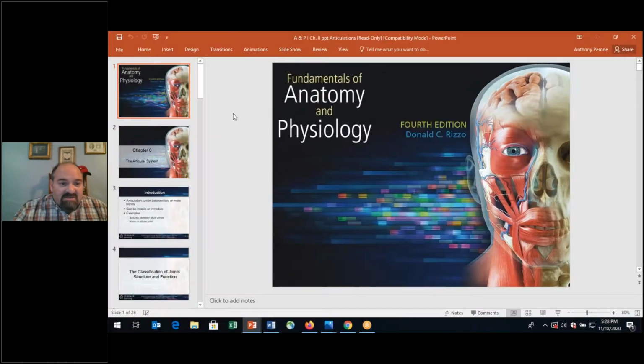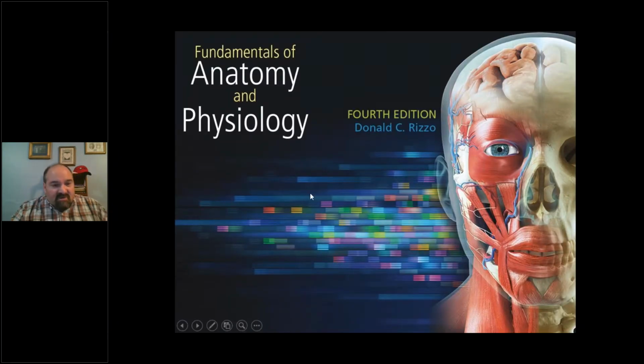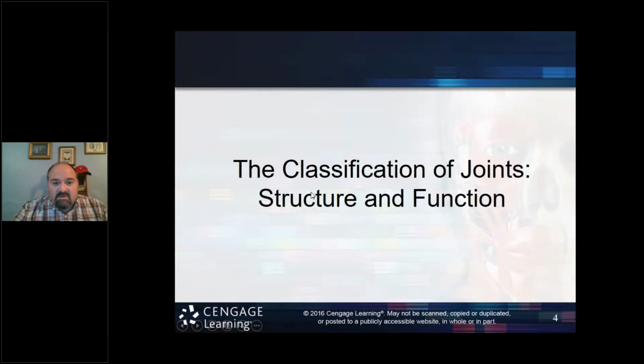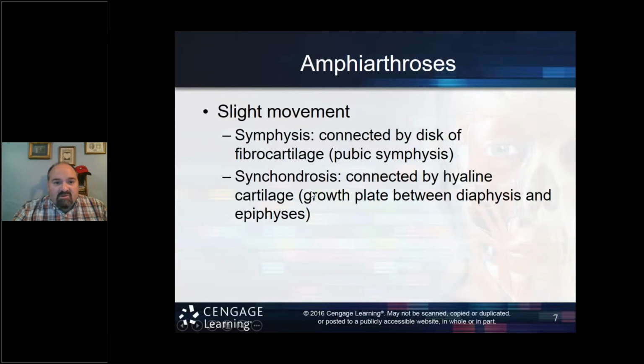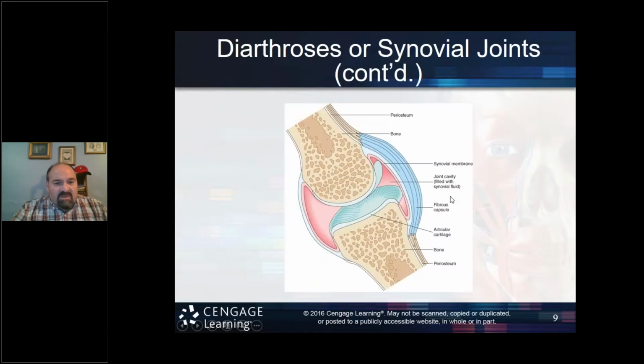Let's look here. I just want to show you, this is the Rizzo text, chapter 8 for the articulations. And see here, you're looking at the different images and the different terms that are being used. This is what I wanted to get to. So this, folks, is an example of a basic synovial joint. You need to know the structures of this image right here, okay?